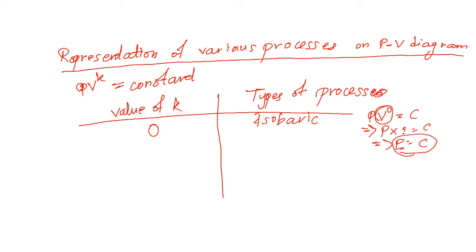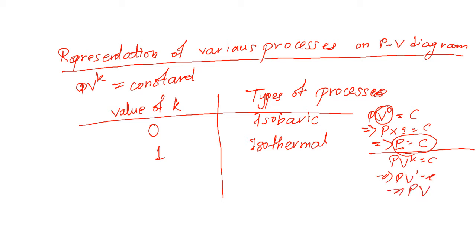When K equal to 1, it is isothermal. How? PV to the power K equal to constant, or PV to the power 1 equal to constant, or PV equal to constant. PV equal to constant means PV equal to mRT. Here m, R and the product are constant, meaning temperature is constant, meaning isothermal, for K equal to 1.